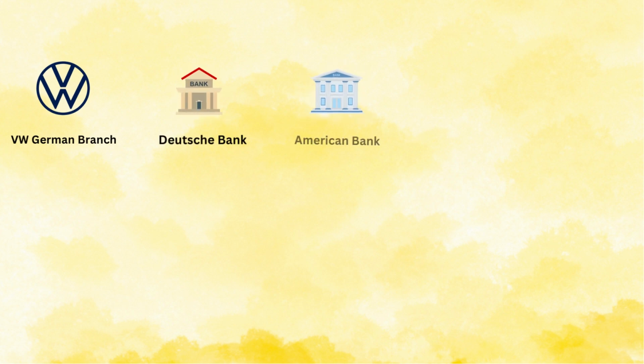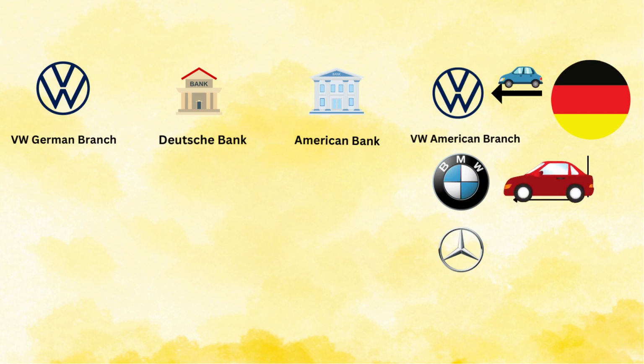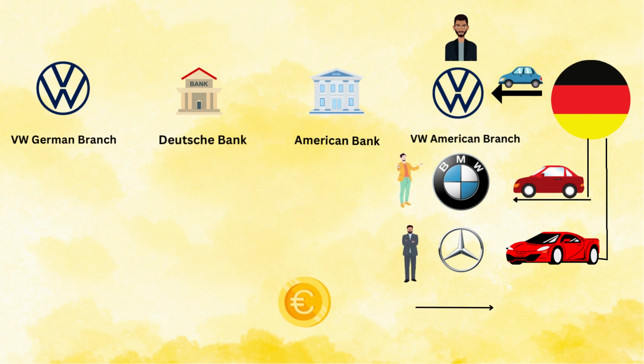This is how the transaction will be carried out. There will be a VW German branch, there will be a Deutsche Bank which will be dealing with the German branch of VW, then there will be an American bank, and then there will be the American branch of VW. So when VW US wants to import 100 VW cars from Germany, they will have to buy euros in order to make this purchase. But just like VW US, even BMW US and Mercedes US branch would want to buy euros in order to import their European models to the US, right? And this is why, ladies and gentlemen, the currency game will start when a VW representative, a Mercedes representative, and a BMW representative, all of them want to buy euros.